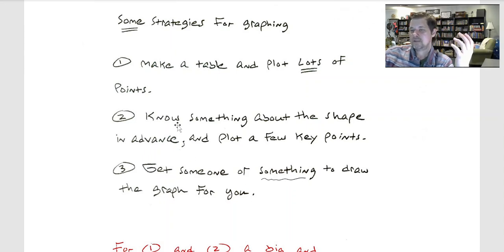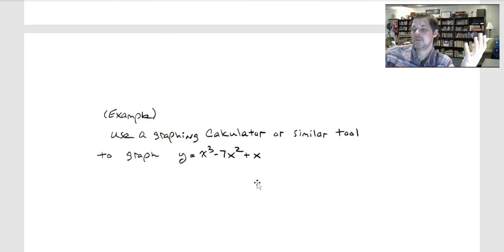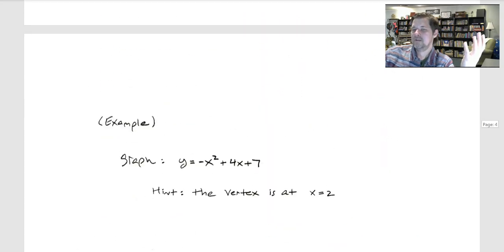But let's try to actually do this where, suppose you knew something. Suppose I give you a hint about the shape of the graph. Could you plot a few key points to figure out what it's supposed to look like? Okay. Now, let's do that with this example down here. Can you graph this one, y equals negative x squared plus 4x plus 7, given that I tell you the vertex point is at 2, okay?